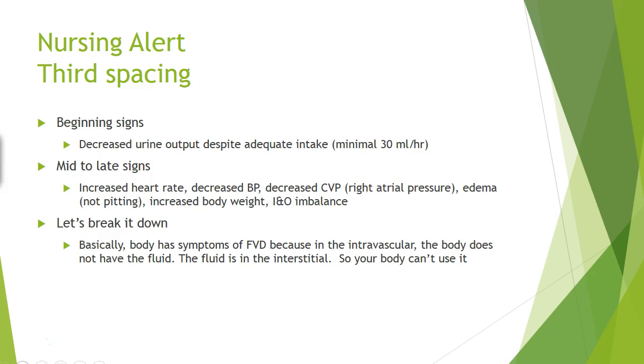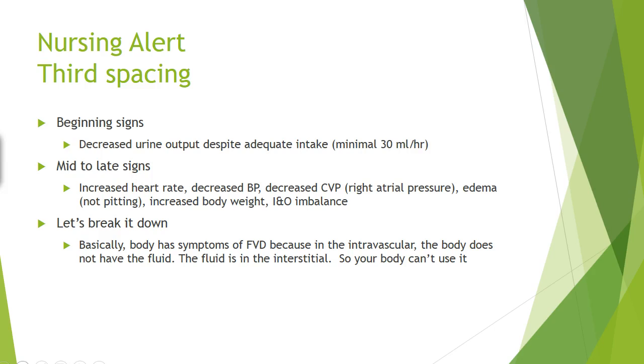You're going to have an increased heart rate, decreased blood pressure, and a CVP that's decreased. CVP stands for central venous pressure, which is the right atrial pressure, and you'll learn more about it in critical care. The beginning signs of this third spacing is the patient will have a decreased urine output, although their intake is adequate. The minimal urine that you are supposed to put out is 30 mLs per hour. So the body is supposed to make 30 mLs of urine an hour.